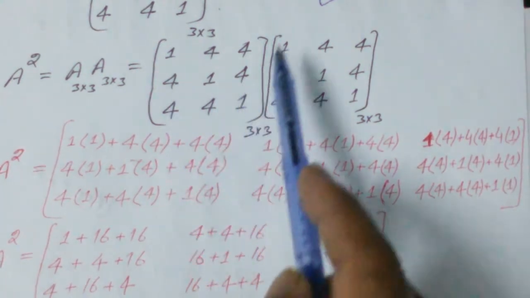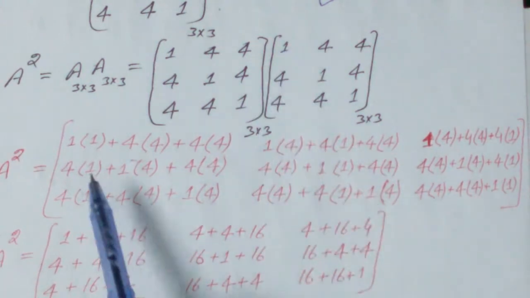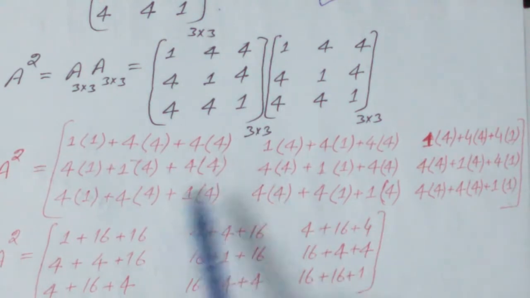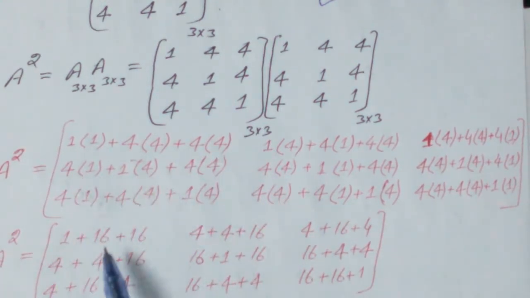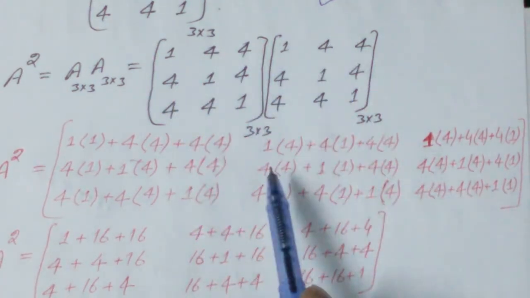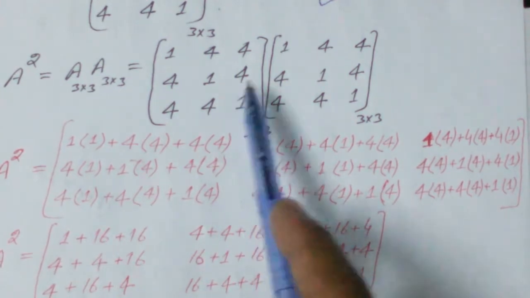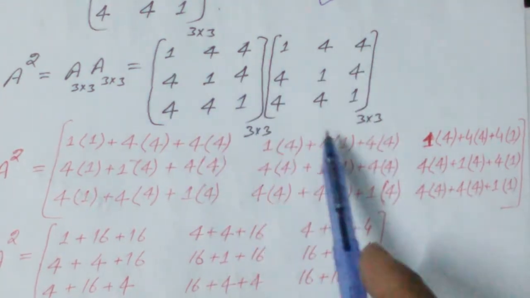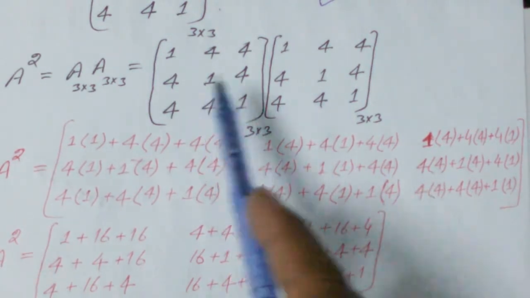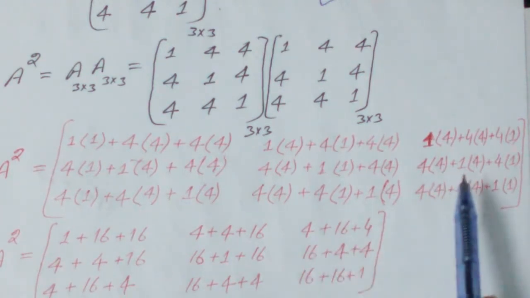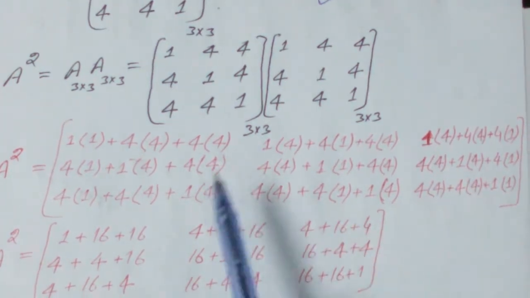Again multiply the second row with first column, 4 multiplied by 1 plus 1 multiplied by 4 plus 4 multiplied by 4. This resultant is equal to 4 plus 4 plus 16. Multiply the second row with second column, 4 multiplied by 4 plus 1 multiplied by 1 plus 4 multiplied by 4. This element is 16 plus 1 plus 16. Multiply the second row with third column, 4 multiplied by 4 plus 1 multiplied by 4 plus 4 multiplied by 1. This element is 16 plus 4 plus 4.